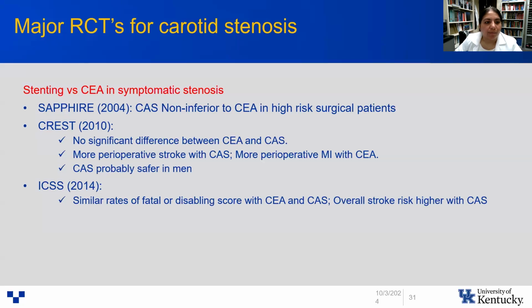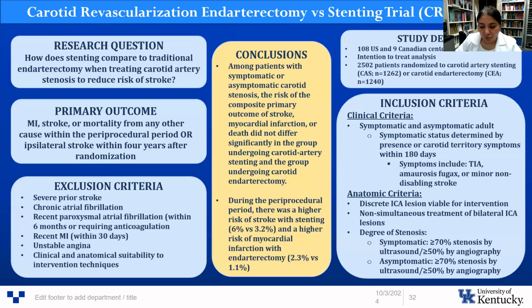So all the initial trials which compared carotid artery stenting to carotid endarterectomy in patients who did not have high surgical risk found that carotid artery stenting was non-inferior to CEA. However, all these trials found that the risk of ipsilateral stroke in the peri-procedure period was much higher in patients who underwent stenting compared to CEA. And the most important trial here is the CREST trial, the results came out in 2010. And in this trial, they found that in patients, whether they were symptomatic or asymptomatic, the patients who underwent stenting had a 6% risk of peri-procedure stroke within 30 days compared to 3.2% with CEA.